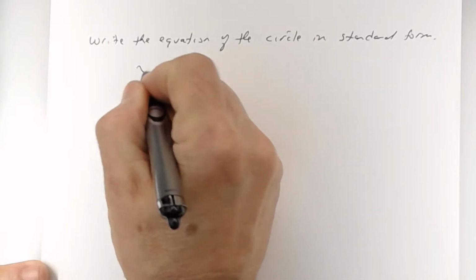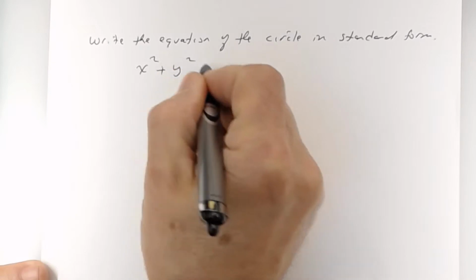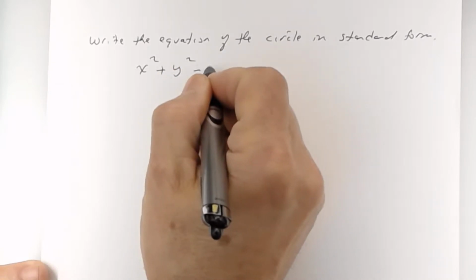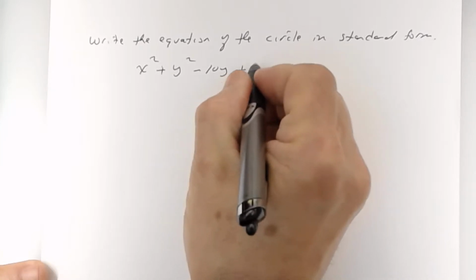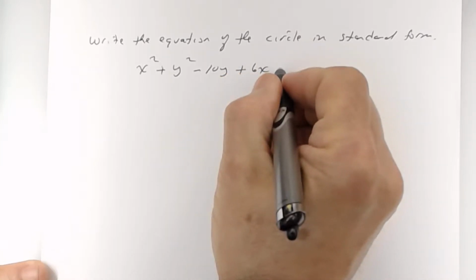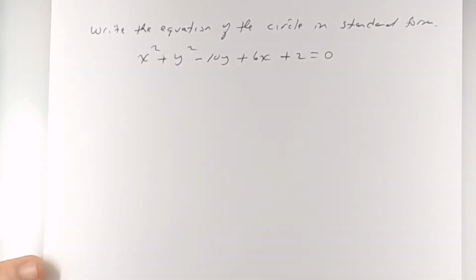All right, we have x squared plus y squared minus 10y plus 6x plus 2 equals 0. All right, so let's suppose we had that.